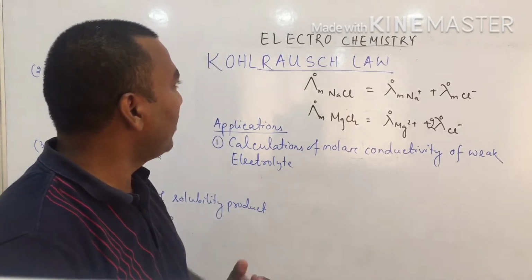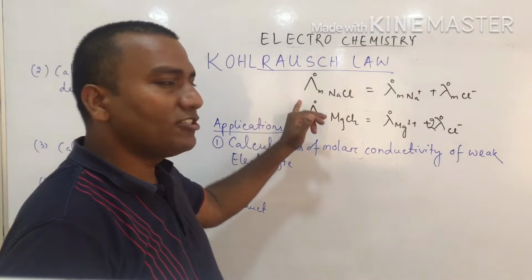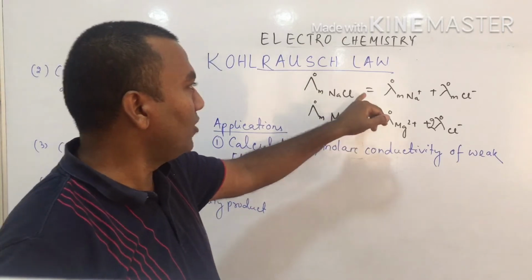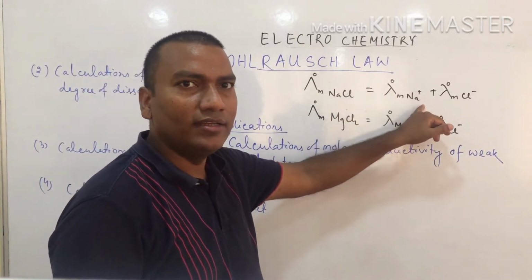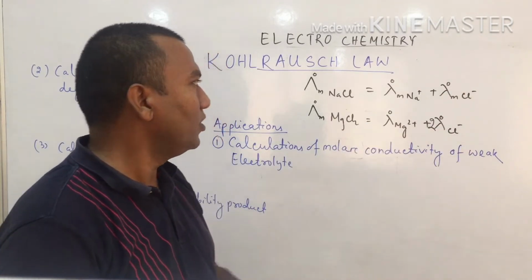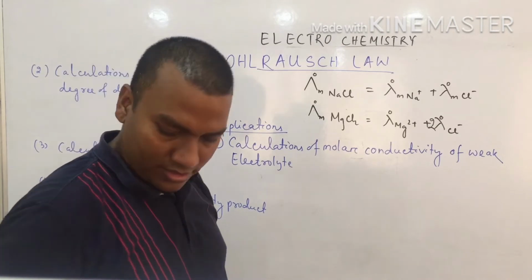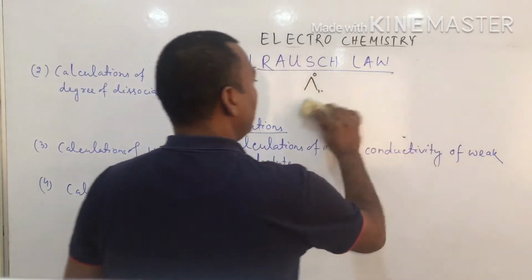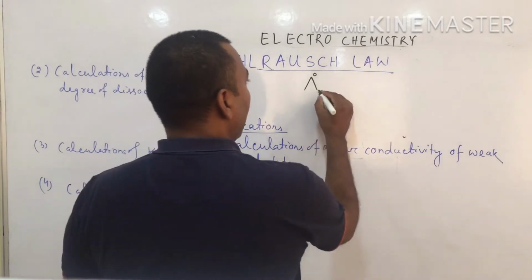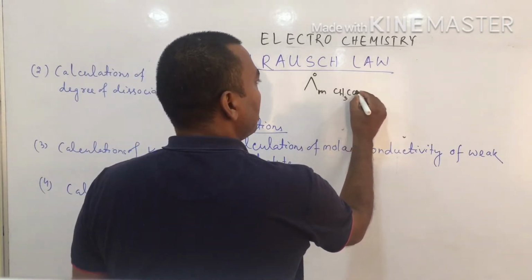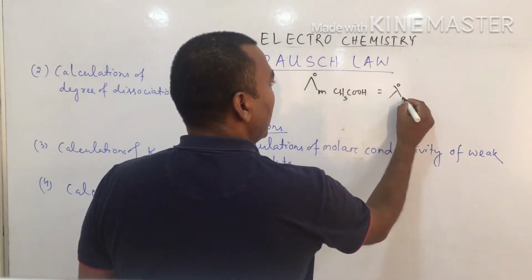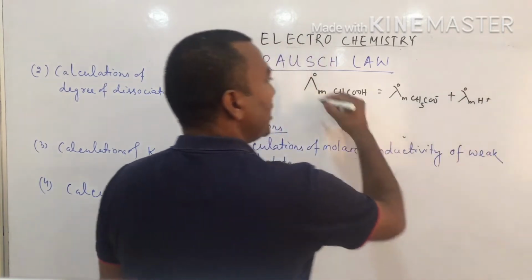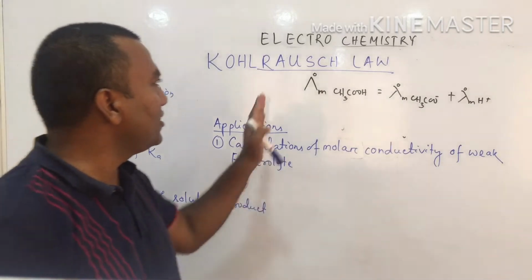Clear? So how can you define Kohlrausch law? Theoretically, Kohlrausch law states that the limiting molar conductivity of any electrolyte at infinite dilution equals the sum of the conductivity of cation and anion. So this is called Kohlrausch law. Similarly, for a weak electrolyte, how can we write? This was a strong electrolyte. Suppose lambda m naught of acetic acid CH3COOH equals lambda m naught of CH3COO minus plus lambda m naught of H plus. Clear now? That's why this is called Kohlrausch law.